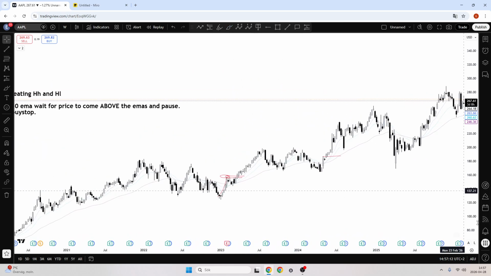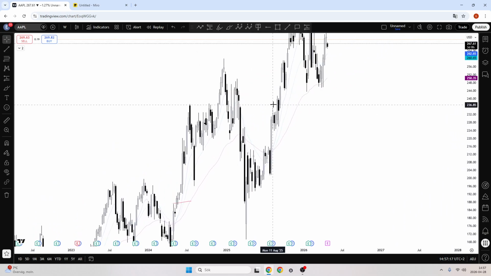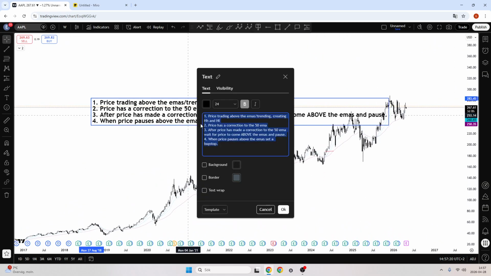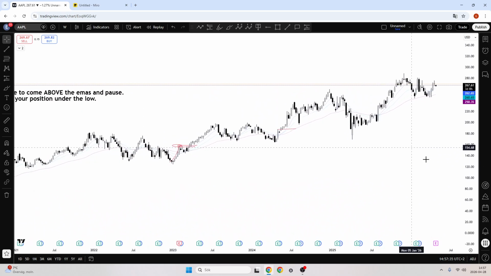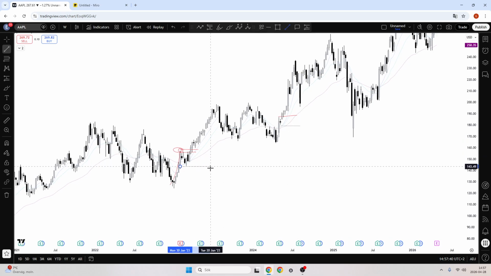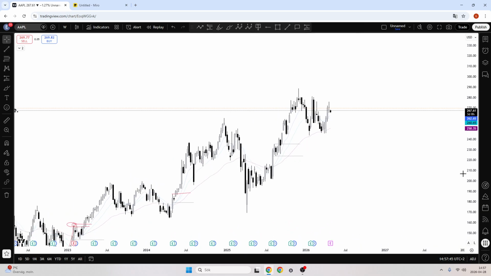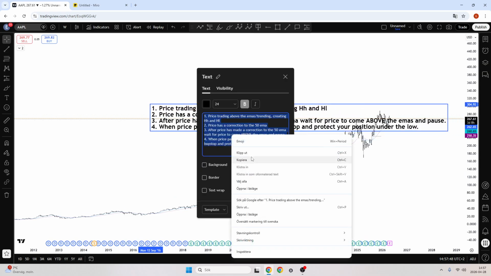So let me be specific. Over that high, and protect your position under the pause, under the low. So basically under this pause low right here. So that would mean right there or right here is our buy stop, so I will protect myself under this low right there. Hopefully you get it. Let's do it like this.